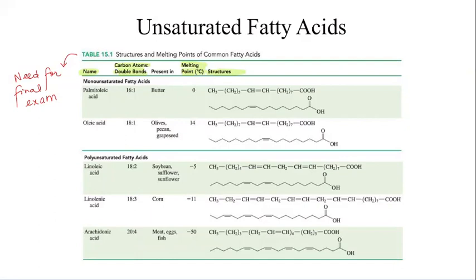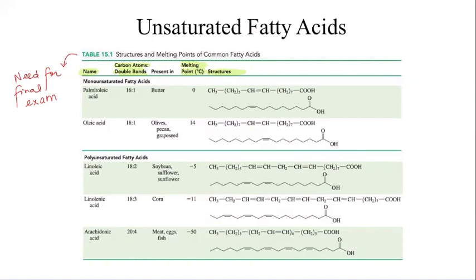So when it comes to the unsaturated fatty acids, understand that they're going to be divided into two categories: monounsaturated and polyunsaturated. If your fatty acid is considered monounsaturated, that means that there's only one carbon-carbon double bond. If your fatty acid is considered polyunsaturated, that means that it has more than one carbon-carbon double bond.